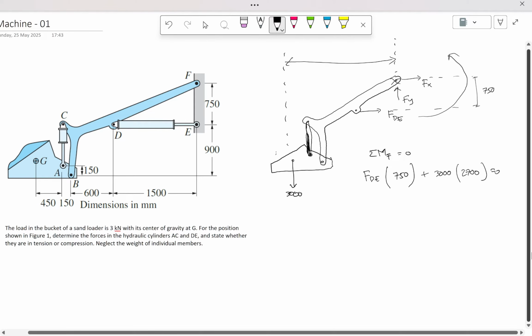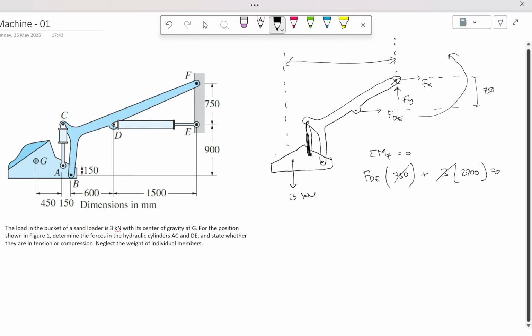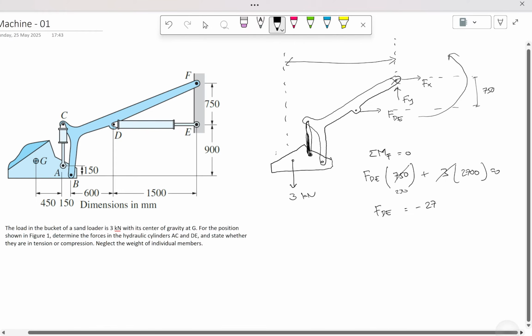Sorry, to make it easy, it's 3 kilonewtons, so let's call it 3. So it's 750, right? So your FDE will become 2700 divided by 750. Am I right? And this is in kilonewtons. And then you get the first result that you want to find.